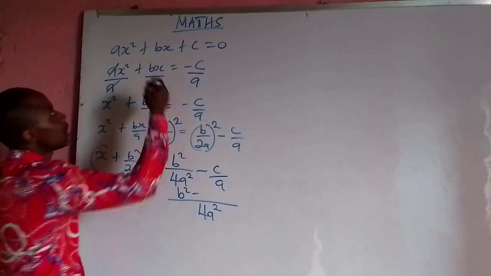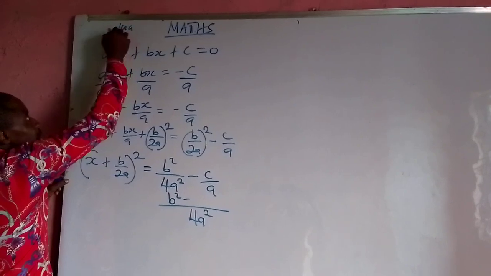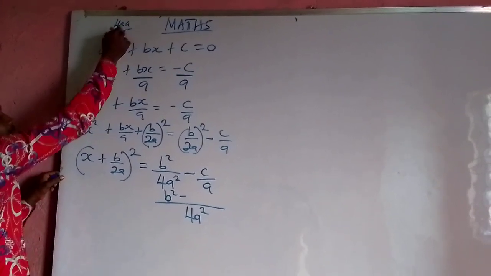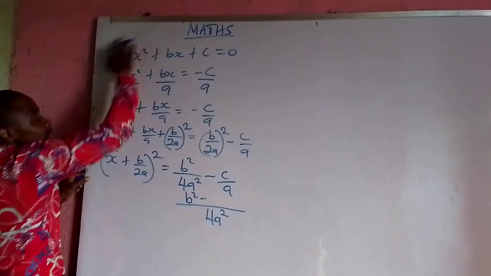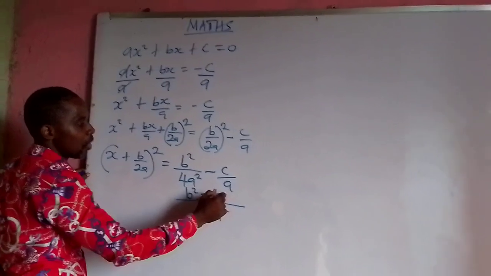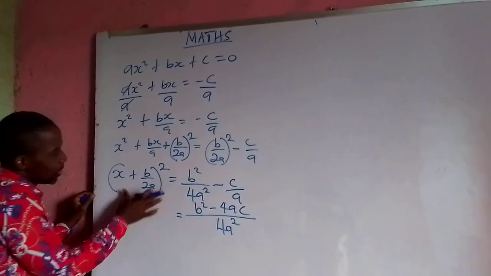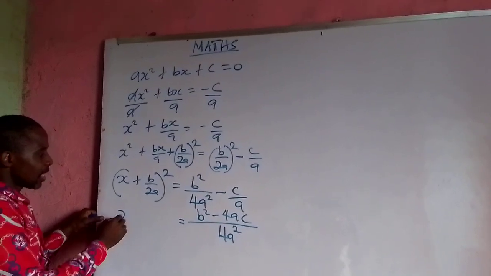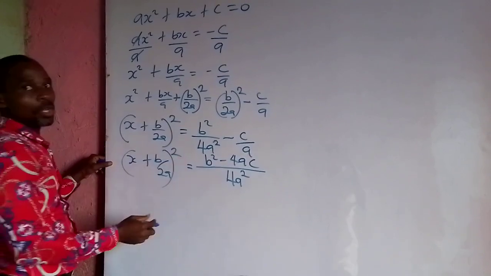4a. Let me do it here. Look at it. 4a squared divided by a: this cancels this, remains only 4a. So it remains 4a times c, 4ac. So this is what we have now. So now let's bring this down. Let's bring this: x plus b over 2a raised to power 2.